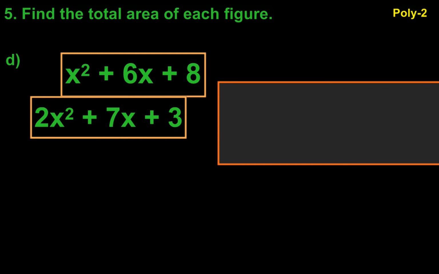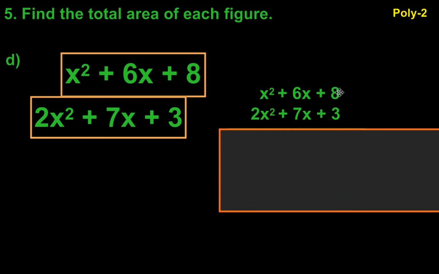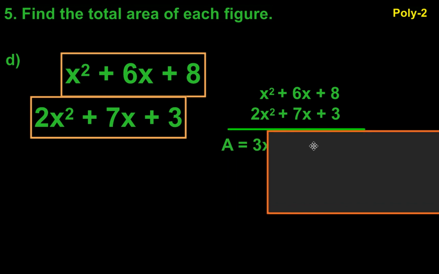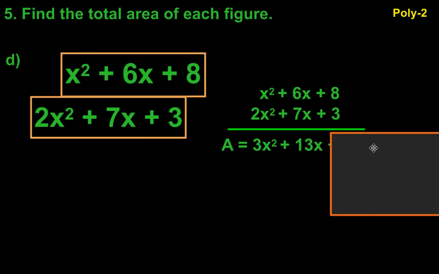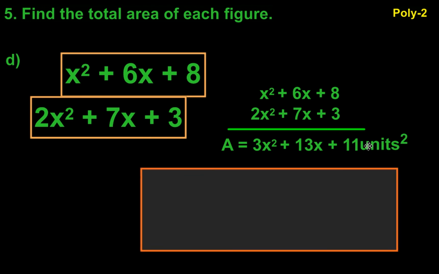Lastly, we'll take a look at 5D. Find the total area of each figure. We have two rectangles. One is x squared plus 6x plus 8. Another one is 2x squared plus 7x plus 3. We need to add these together. So we write them both out, line up the like terms, then we go ahead and add them up. A 2 and a 1 gives us 3x squared. A 6 and a 7 gives us 13x, and a positive 8 and a positive 3 gives us 11. And again, because it's area, we have to call it units squared.